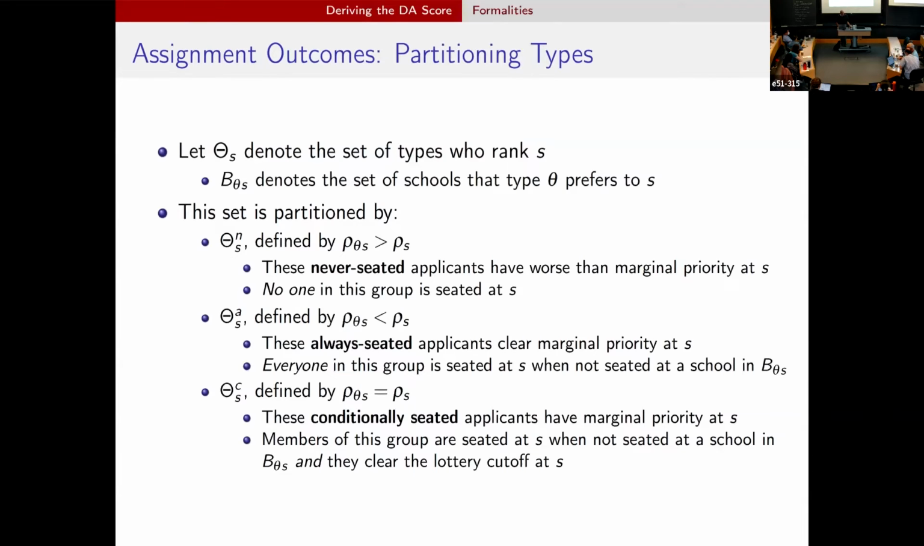You're going to get assigned a seat at school S if you clear the lottery cutoff and you didn't get a higher ranked school. Okay, great. So that is our partition of sets. Now, when I give you a formula for the score, it'll depend on what set you're in. Are you an always taker, always seated, never seated, or conditionally seated?